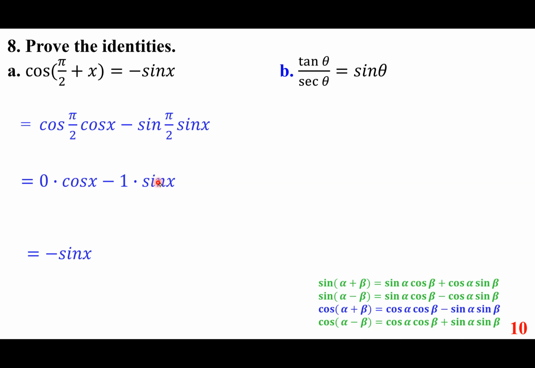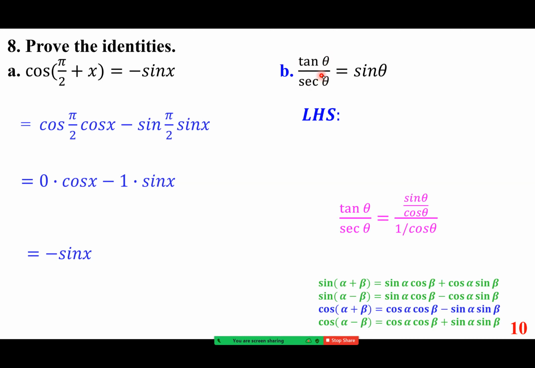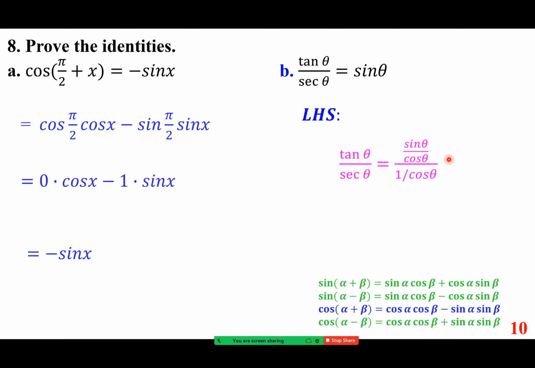Tan theta over secant theta is sine theta. Obviously, we start with the more complicated side, which is the left-hand side. And we write tan theta as sine over cosine and secant as 1 over cosine. Clearly, if you multiply the top by cosine, the top gives you sine theta. If you multiply the bottom by cosine, the bottom gives you 1. And the answer is sine theta, and that's the proof.